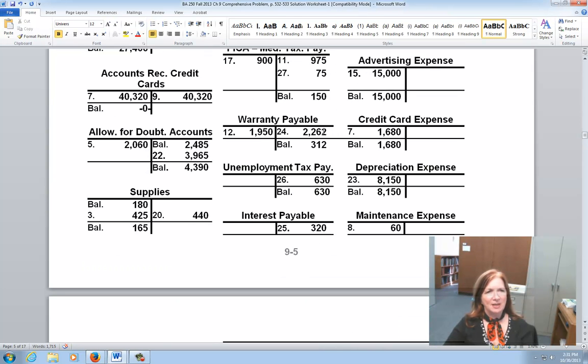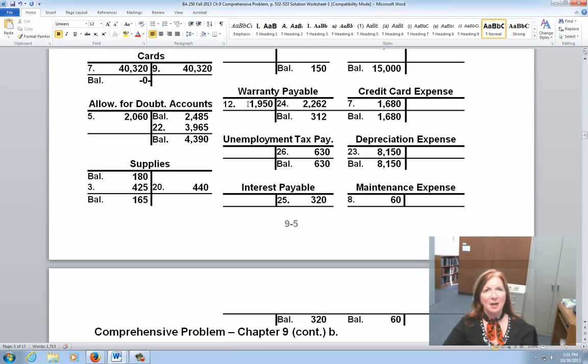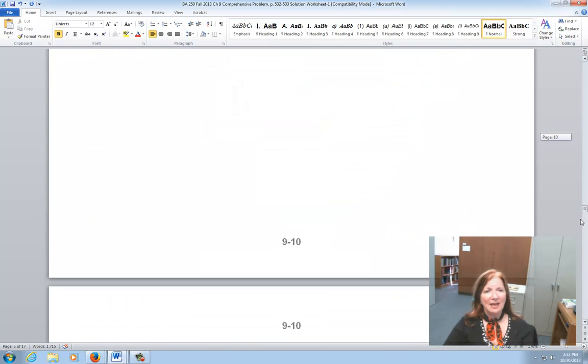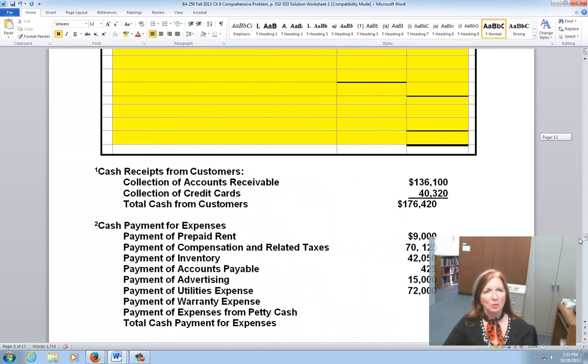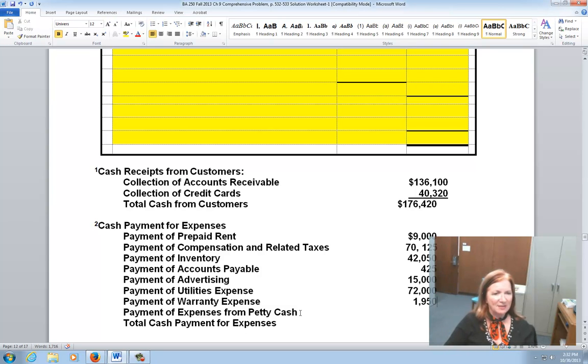There's that corresponding entry. But where I actually paid for the warranties was here in event 12, when I paid to have some warranty work done on products I had sold and had them fixed. So the warranty payment is this $1,950. And so I come back down here. Remember, I'm only looking for the cash expense here, $1,950.